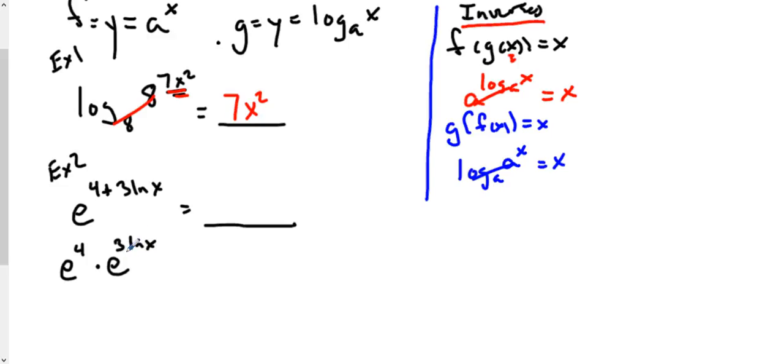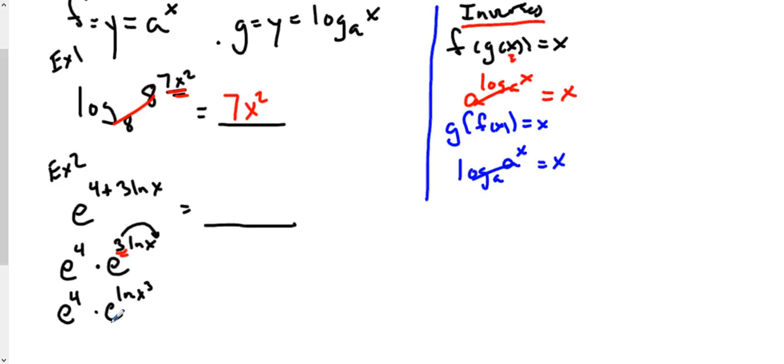It can't be. You can only cancel out if it's just log base a of x. But we have this 3. How do we get rid of that 3? Well, using the properties of logs, we know we can take that 3 and put it as the exponent of x. So I'm going to write this one more time: e to the fourth times e to the natural log of x cubed.